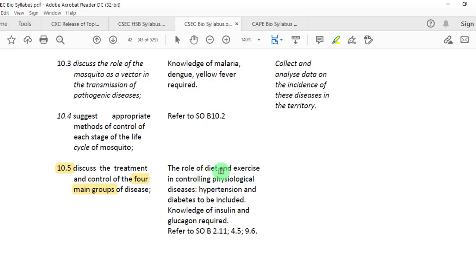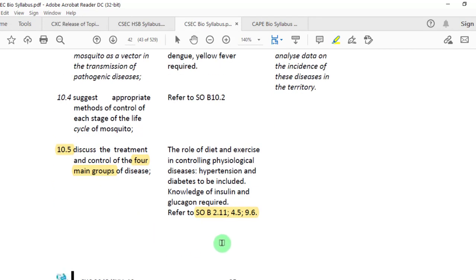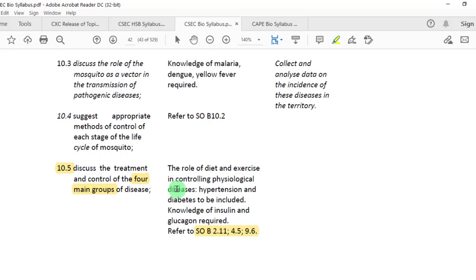So you're looking at things like diet and exercise. For physiological, you're making reference to hypertension, diabetes. You have to know about insulin and glucagon, and reference to these specific objectives: 2.11, 4.5, 9.6. So that's shorthand for, even though you're studying 10.1 to 10.6, you are also studying objectives 2.11, 4.5, and 9.6 because they are in reference to these objectives.